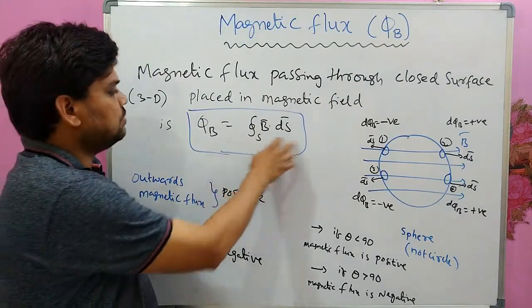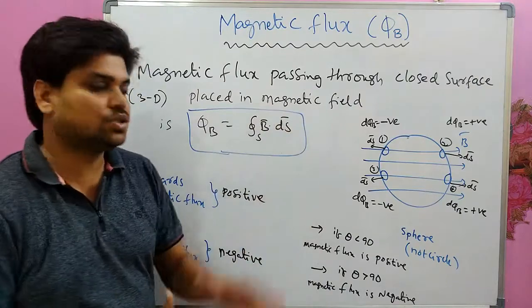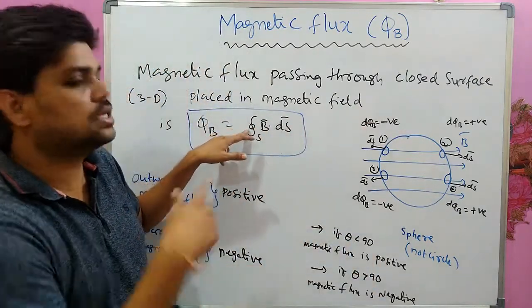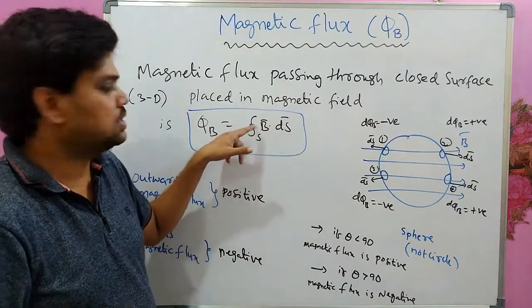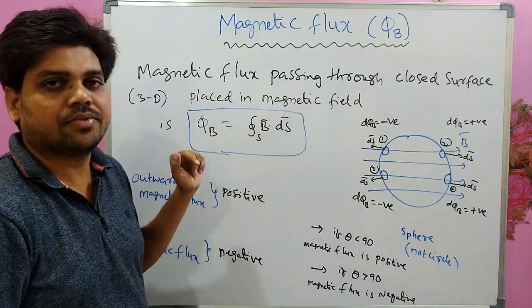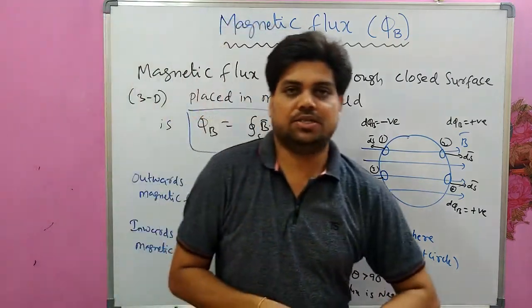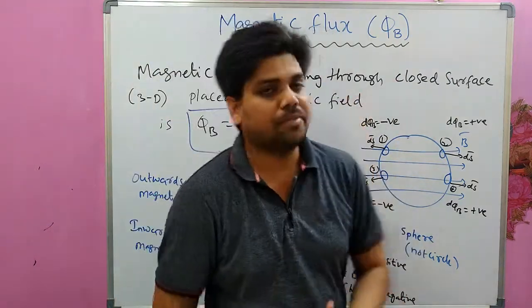Okay, so this is the formula for magnetic flux passing through the closed surface, and this represents that closed surface, this circle. Okay, so hope you have understood about magnetic flux.